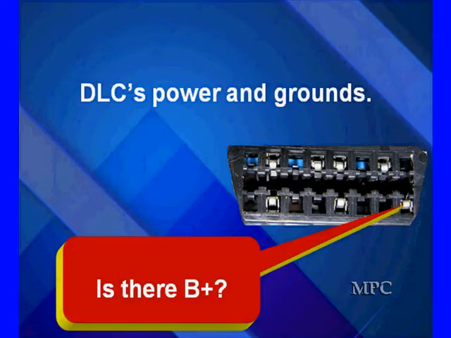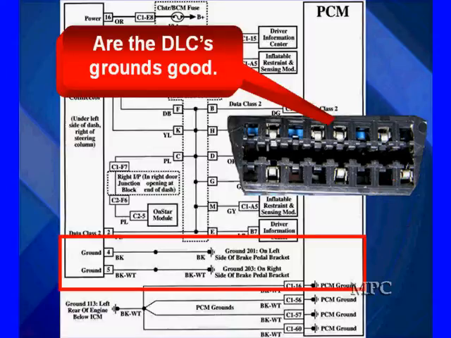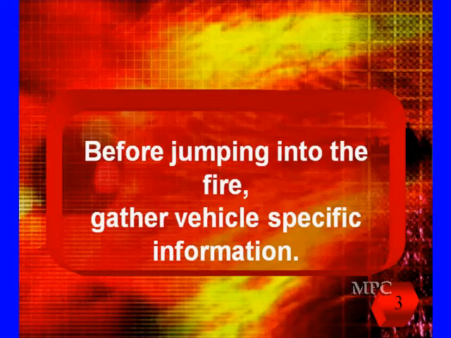but works on another one. It may be something as simple as B plus is missing. Are all the DCL, the grounds good going to the data communications link? These are the type of things you need to do before jumping into the fire. And the first thing we're going to tell you, before you jump off the bridge and think you know what's going on, you must gather vehicle-specific information.